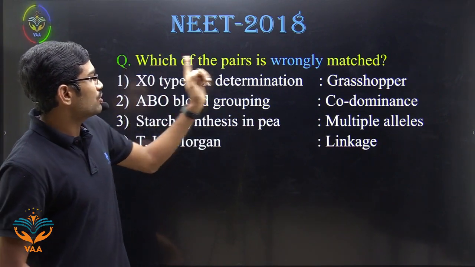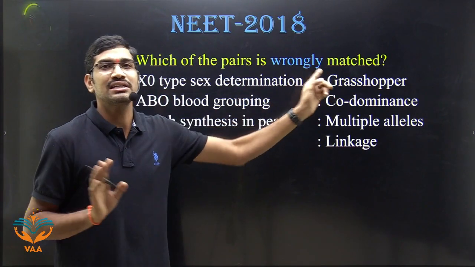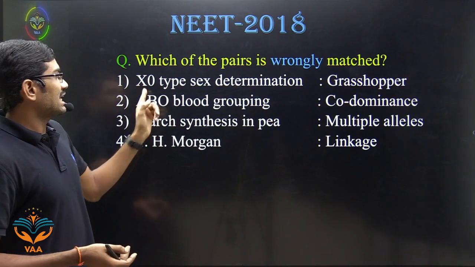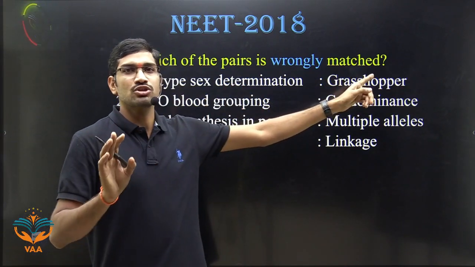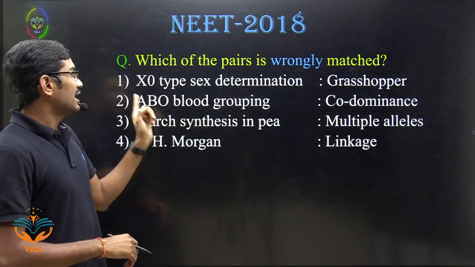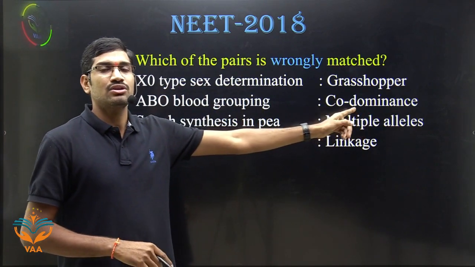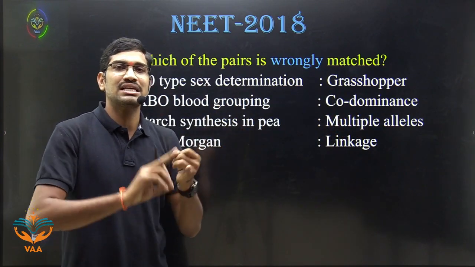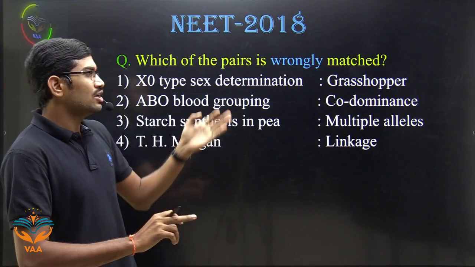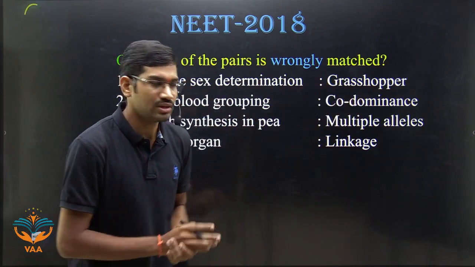Which of the pairs is wrongly matched? Incorrect matching we need to identify. XO type of sex determination, grasshopper. Yes, this is correct. Next one, ABO blood grouping, codominance. Here just now we studied, no, codominance is there, dominance is there, both of them are there. So anyhow codominance they have given, this is also correct.